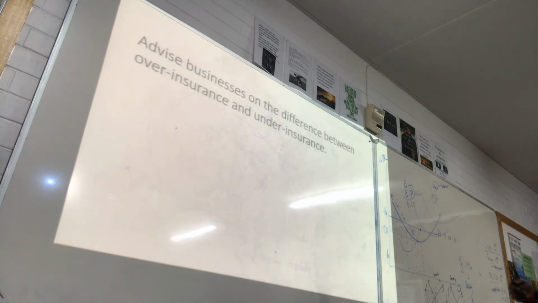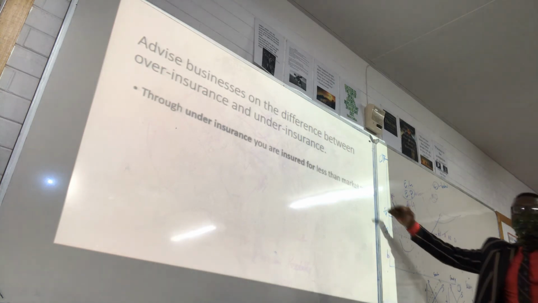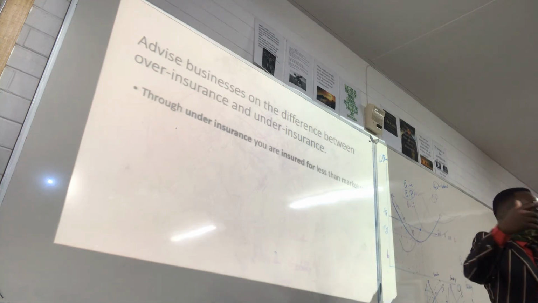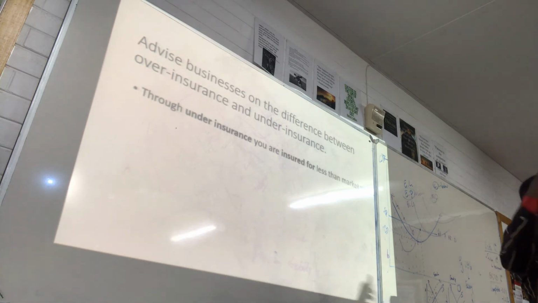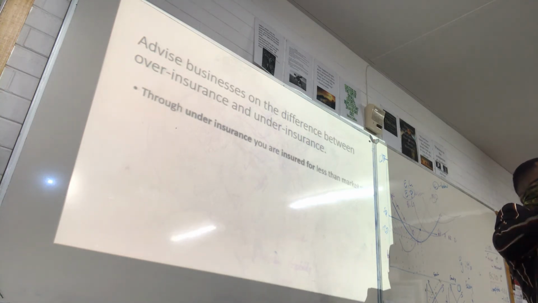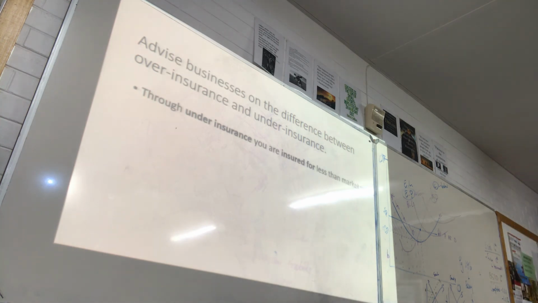Advise the business on the difference between overinsurance and underinsurance. Through underinsurance, you are insured for less than the market value. This word is very important. When I told you about my car yesterday, I said I had bought it for $350 and insured it for $350. So that was the market value. If I was paying premiums worth $450, I was going to have overinsurance. If I was paying for less than $350, I was going to have underinsurance. It's as simple as that.